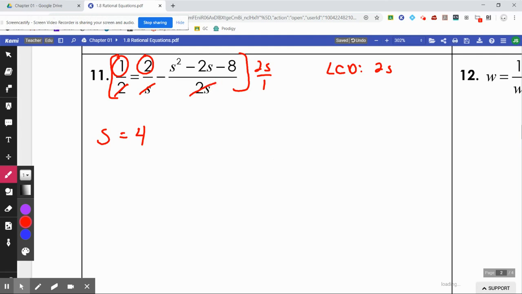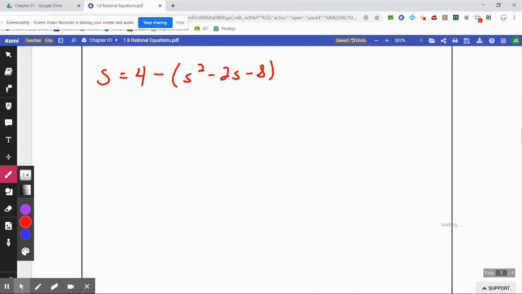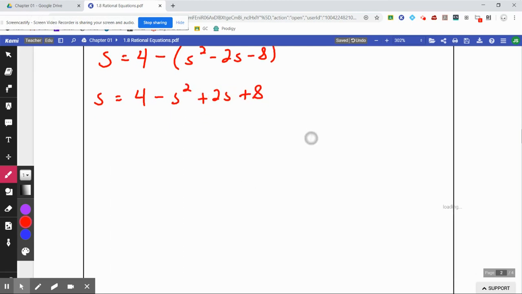Here the whole bottom, bring down the minus, and the whole top cancels. Now here's an issue. Since you have a fraction bar, again, there are implied parentheses around this. So make sure that this s squared minus 2s minus 8 stays in parentheses so that when you do minus, you don't lose a sign. So now you have s is equal to 4 minus s squared plus 2s and a plus 8.